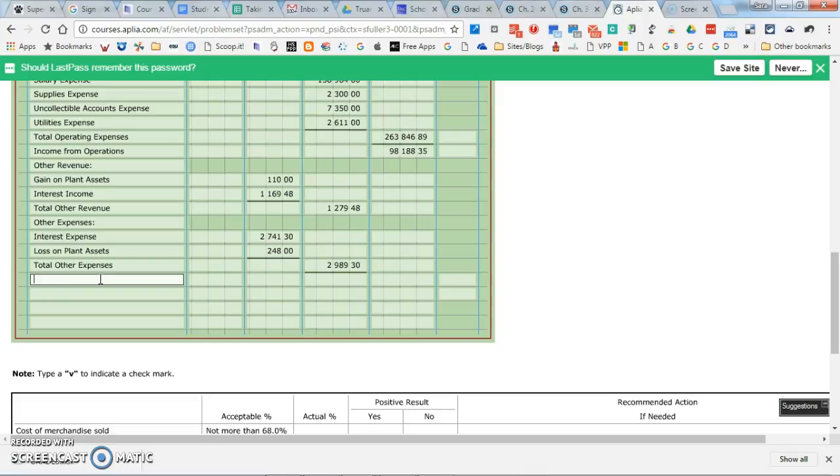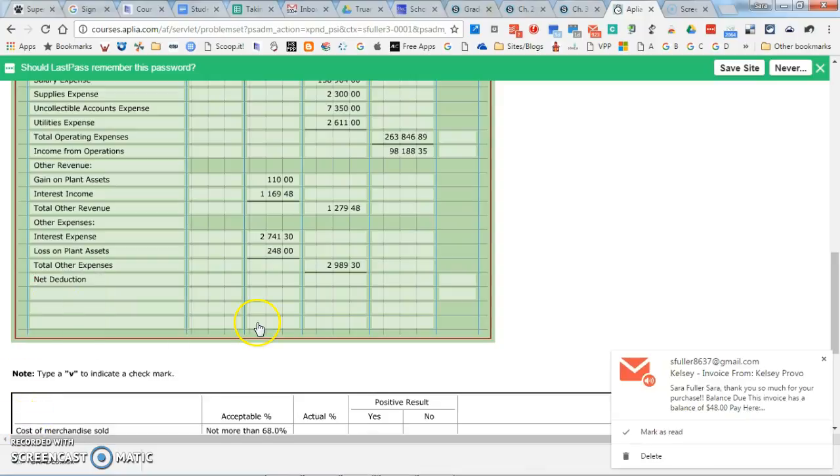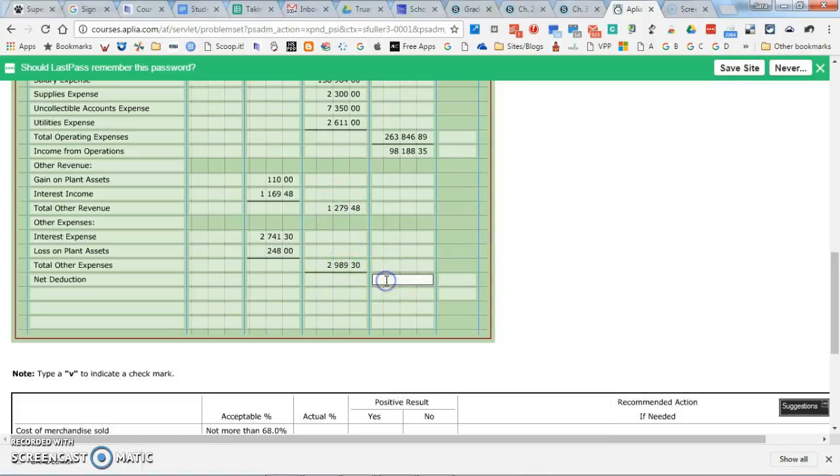Then we have net deduction. Okay, so for net deduction, we would have our revenue minus our expenses, which is actually going to get us a negative number. That's why it's a net deduction. So $1,709.82.